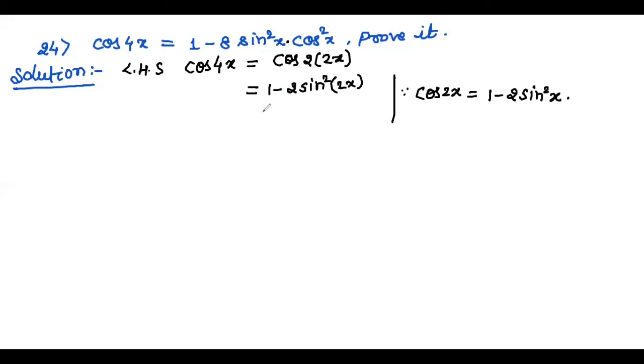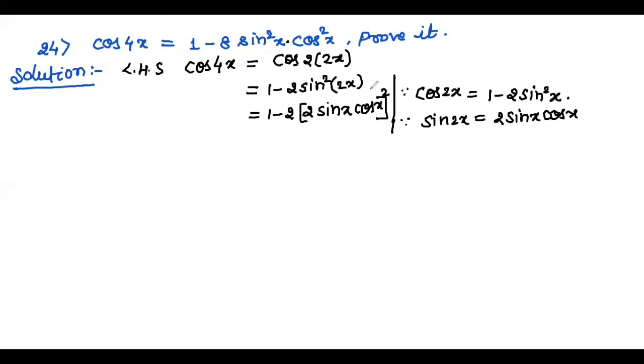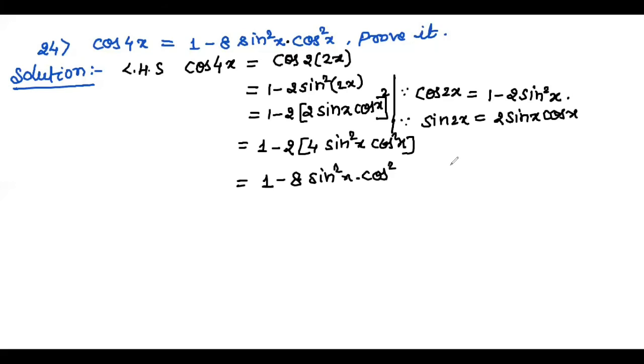Now one more formula we'll use, that is the sin 2x formula. Sin 2x is 2 sin x into cos x. So 1 minus 2, here 2 sin x into cos x, the whole square. Now I'm calculating it. 1 minus 2 into 4 sin square x into cos square x. Now finally we are getting 1 minus 8 sin square x into cos square x, and this is equal to the right hand side.